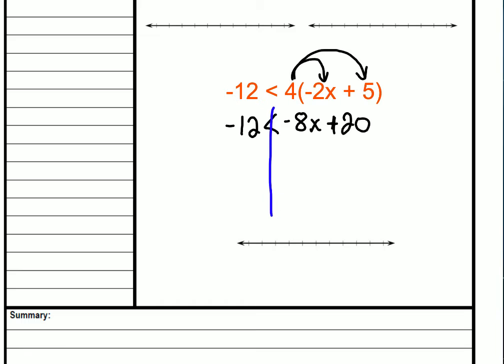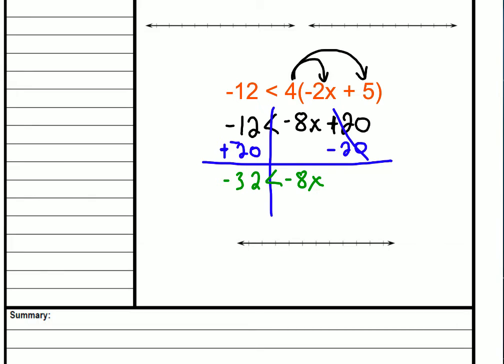So solve it like a 2-step inequality. They added 20, so I'm going to subtract 20 from both sides. But remember, subtracting and negatives, we tend to make a lot of mistakes. So we're going to change that subtraction to adding the opposite. It's the same thing, but we're less likely to make a mistake in our calculation. On the left side, negative 12 and negative 20 is negative 32, is less than negative 8x. Now I'm ready for step 2.